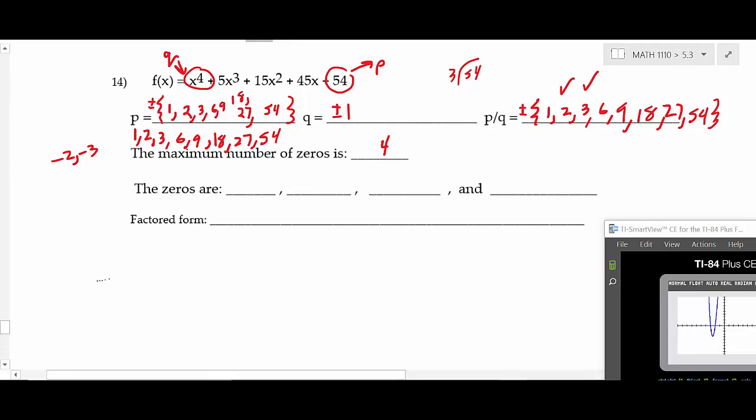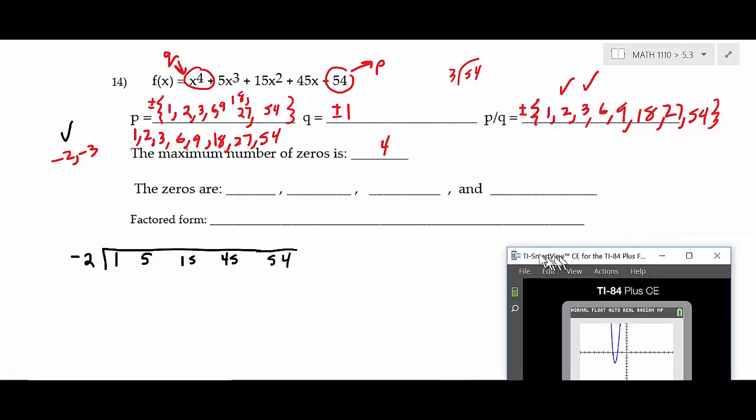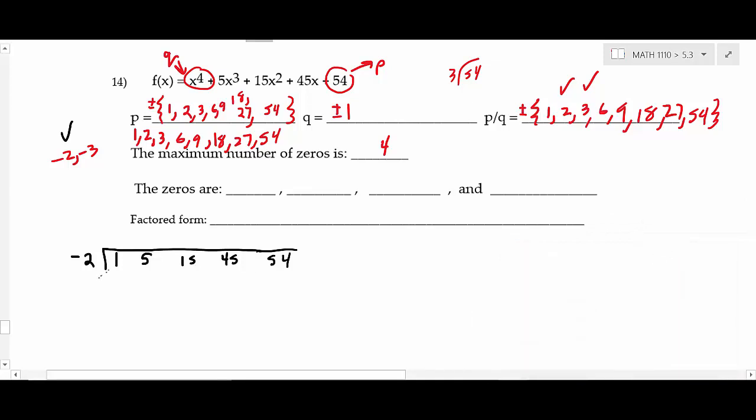So what I want you to go ahead and do is let's pick one of these. Let's start with -2. And we're going to do synthetic division into the polynomial. There's no missing terms, so we have 1, 5, 15, 45, and then we have 54 like that. Okay, so go ahead and start your synthetic division. And what's the remainder going to be? 0. 0, we think, okay, because that's what it looks like on the calculator.